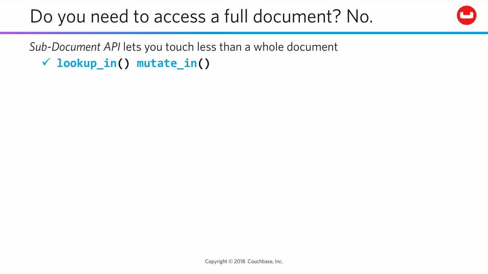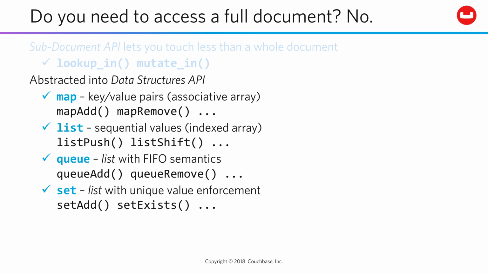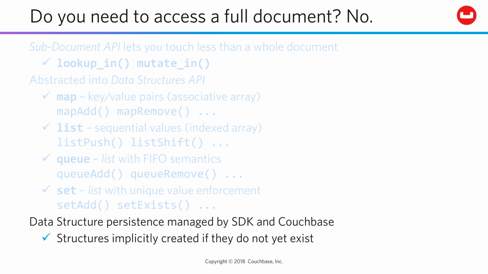Or if you prefer a higher level of managed abstraction, you can work with our Data Structures API, creating local map, list, queue, and set objects. You update their local values, and the changes are written back to corresponding subdocuments on the server. Persistence from these data structures is fully managed, and objects are implicitly created on demand.